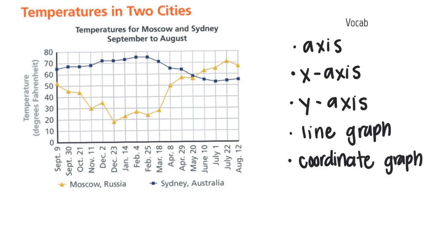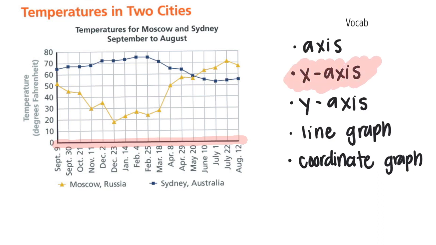Okay, we're going to start with our x-axis. What is an axis? An axis is one of the lines that we'll be plotting on, right? Our x-axis is the bottom line, okay? So the x-axis will be our bottom line right here.